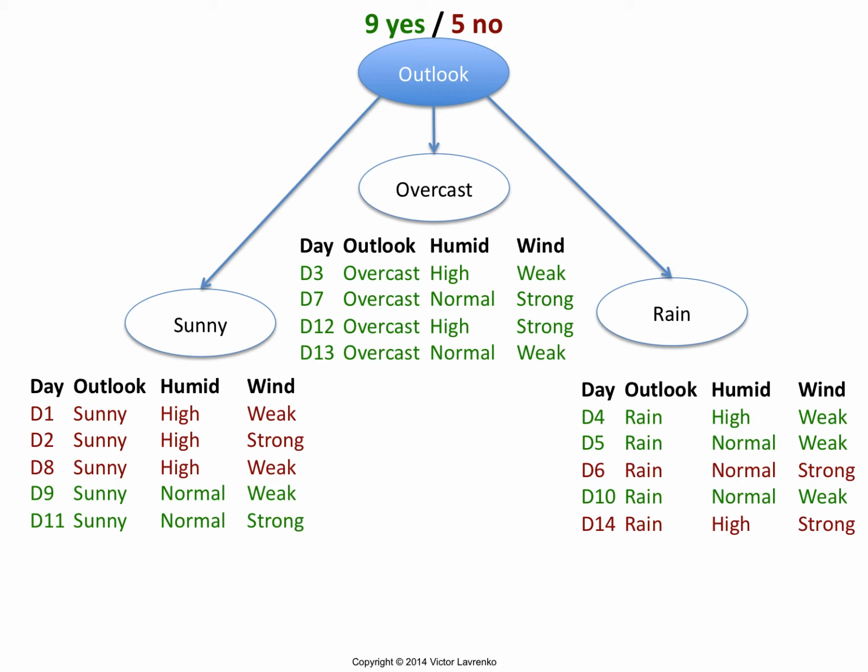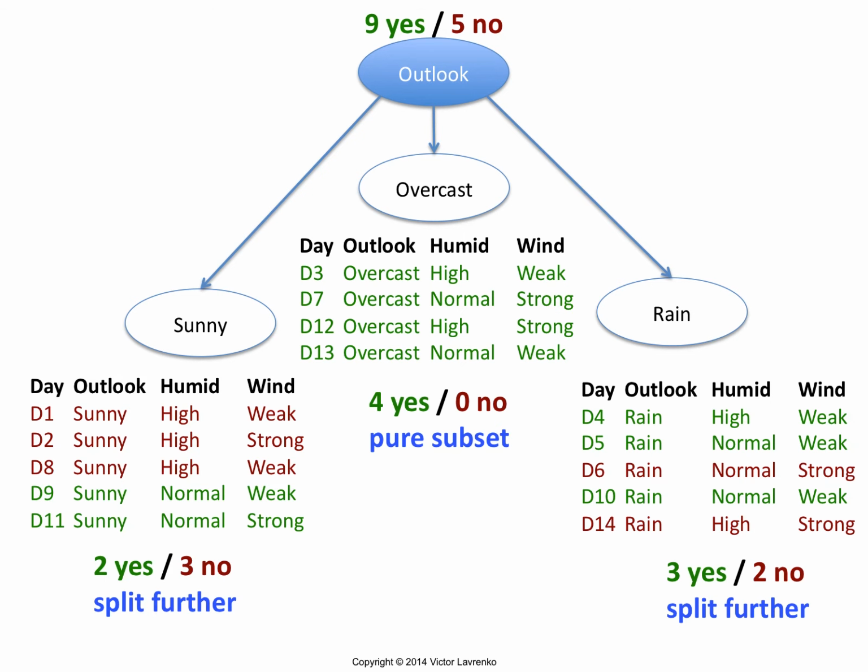One subset is a pure subset, so we don't need to do anything further with that subset. But the other 2, they have a mix of positives and negatives. John plays sometimes, and sometimes he doesn't play. So what we do is we keep splitting those data sets. We pick a different attribute and try to split this data set.